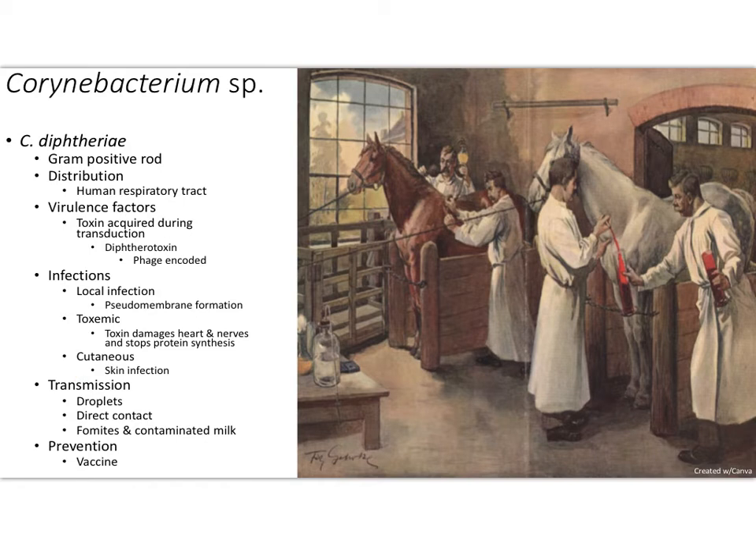In terms of transmission, this bacteria is primarily transmitted through droplets, direct contact, fomites, and these days contaminated milk. This was not quite as common a couple of decades ago, but now that we're starting to see the raw milk movement really gain traction and take place, we are starting to see some more people come in contact with it and get sick as a result. In terms of prevention, there's a great vaccine for it. Most of the time this vaccine is given in childhood, and it prevents a lot of childhood deaths and illnesses.